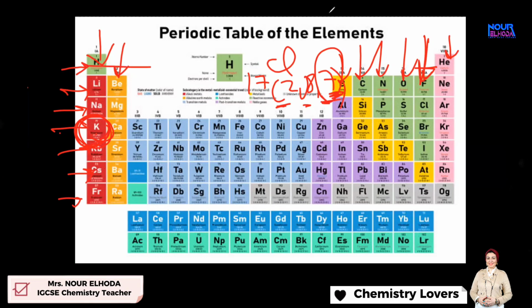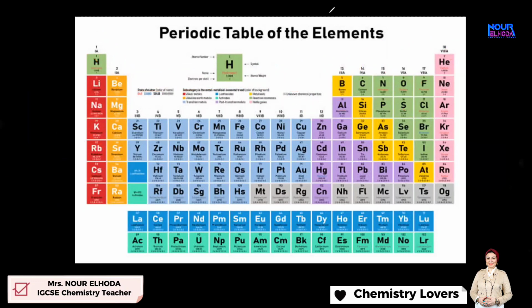If you check, this is period 1, hydrogen and helium, then this is period 2, this is period 3, chlorine. Okay? Please don't forget that hydrogen and helium are period 1. I have a lot of students who usually forget that. Hydrogen and helium are period 1, then this is period 2, then period 3 and so on.